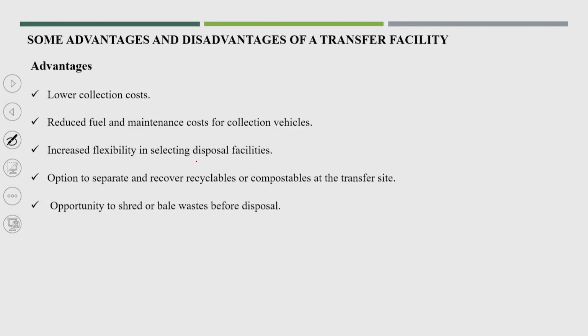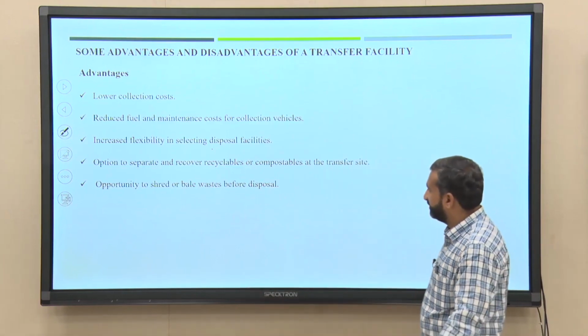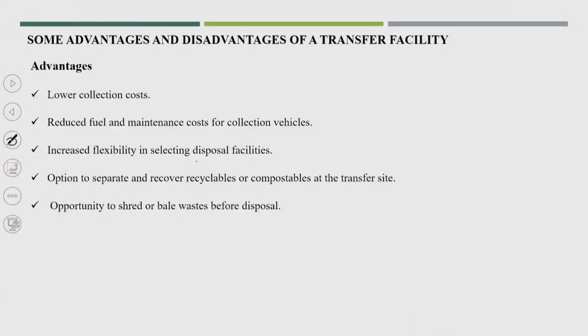transfer station. So, there is the option to separate recovered material or compostable at the transfer station. As I said, composting could be difficult, but at least separation of the recyclable matter could be possible. Or there is the opportunity to shred or bale waste before disposal; maybe compaction or shredding is also possible, and that also we can get as a benefit of the transfer station.